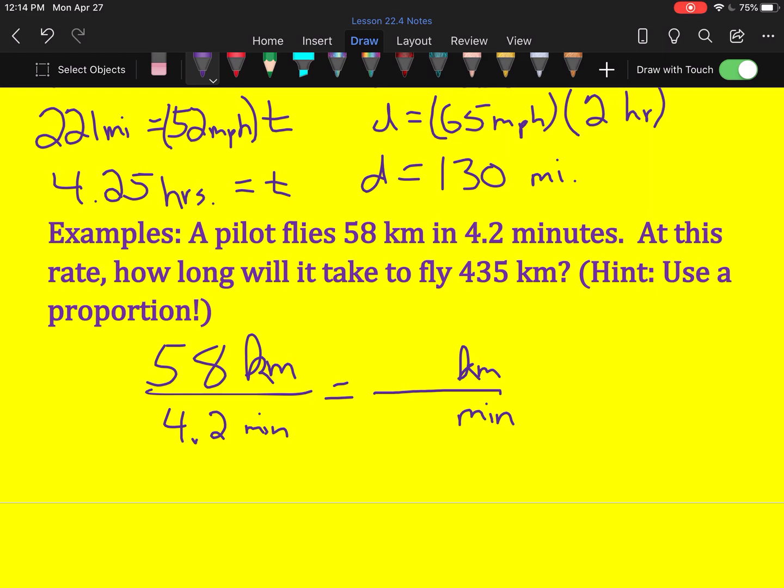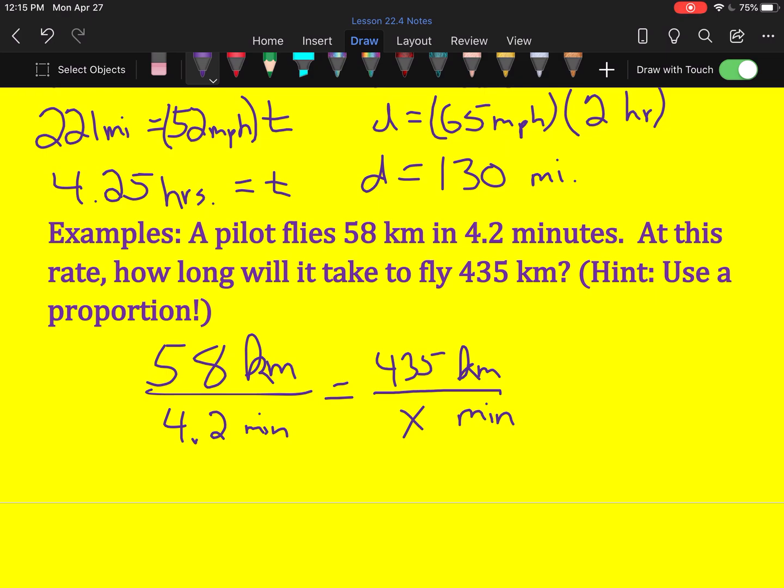So I've used the 58, I've used the 4.2. There's only one number left in this problem, and that's 435. And that's a distance, it's kilometers. So it has to go in the numerator, which means I don't know the time, it's x. Cross multiply and divide, gang. This is from last section.